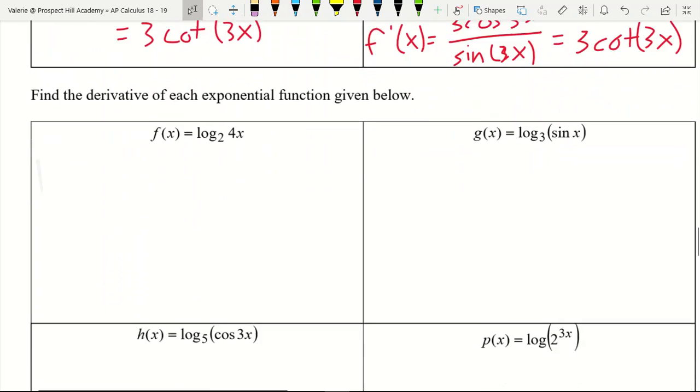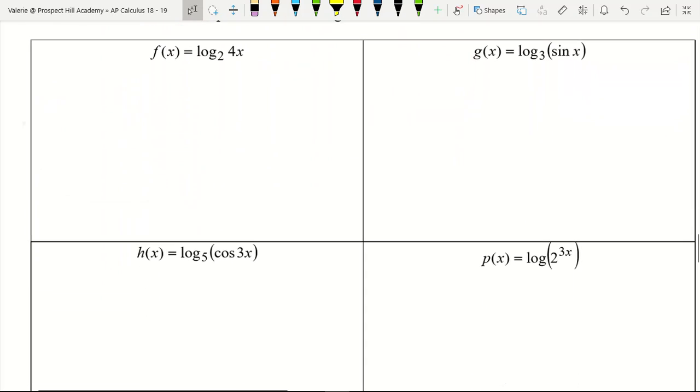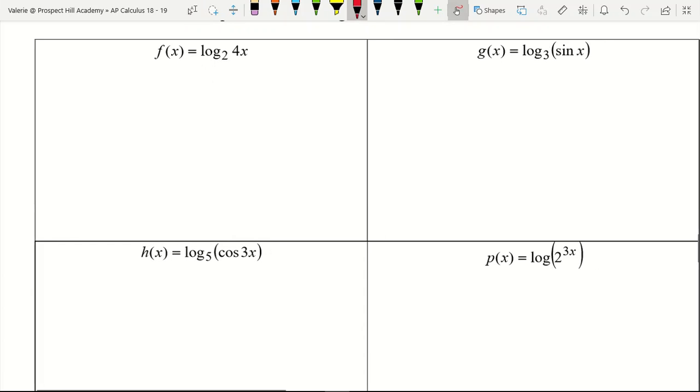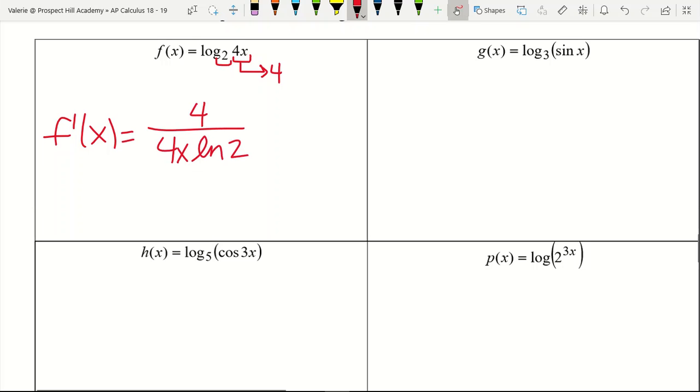All right, I'm going to use this rule on 2 of the 4 problems below. So the first problem I'm going to use it on is f of x, log base 2 of 4x. So my base is 2. 4x is my inner function that I want to take the derivative of, which will be 4. So I'll have that f prime of x equals 4 over 4x ln of 2.